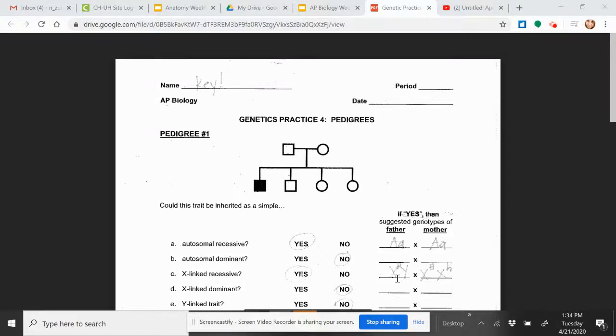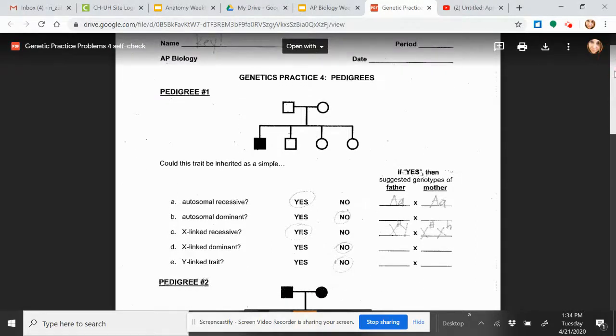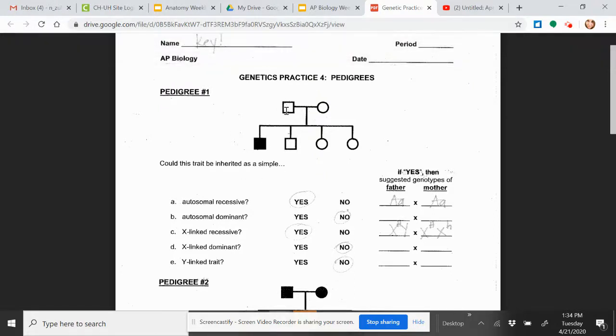All right, guys, we've come to our very last practice problem set, practice problems 4. We're looking at pedigrees. Remember, these show lineages or relationships in a family. So the squares represent males and the circles females. This line between them means they have mated. The line down means these are their offspring.